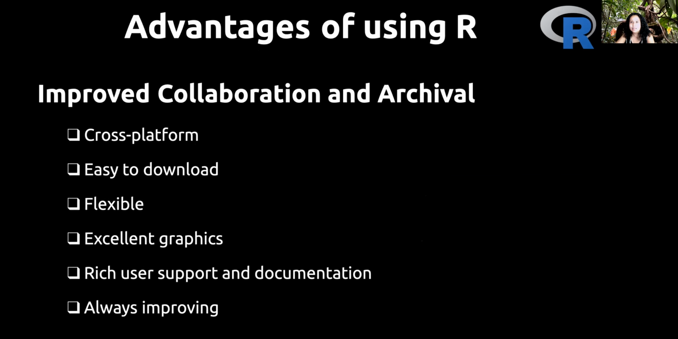Some of the other advantages of using R are that it is great for collaboration. It doesn't depend on any type of operating system. You can use it on Windows, Mac, and Linux systems. It's very easy to download. It's very flexible and produces excellent graphics. It has one of the largest user bases, so it has very rich user support and documentation that comes along with it. And as it is a community driven platform, it's always improving.